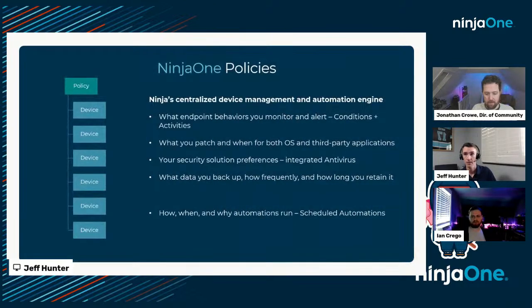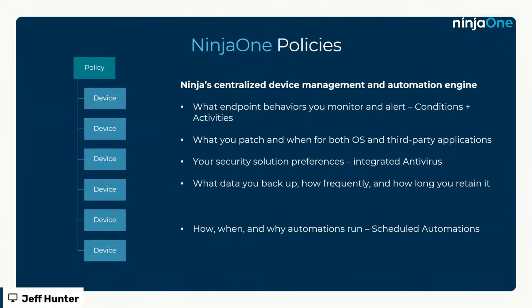And so with that, we'll change slides here to talk about the policy. What is the policy? It is the engine that makes Ninja go. Most of the common day-to-day actions that people care about, in my experience, are controlled by policies. And you can see some of them right here. So what do you want to monitor and alert on, potentially create tickets off of? That would be a combination of either conditions or activities inside of policies.